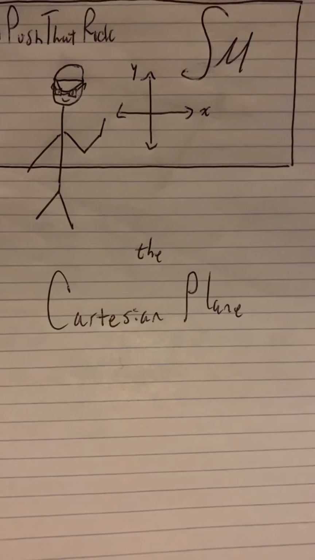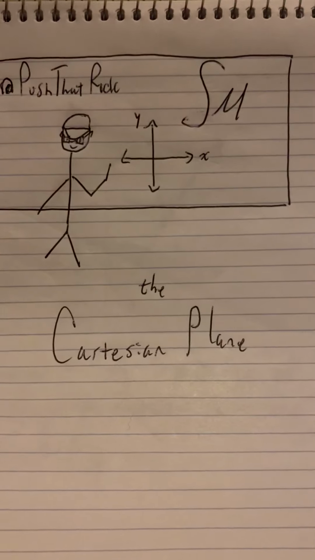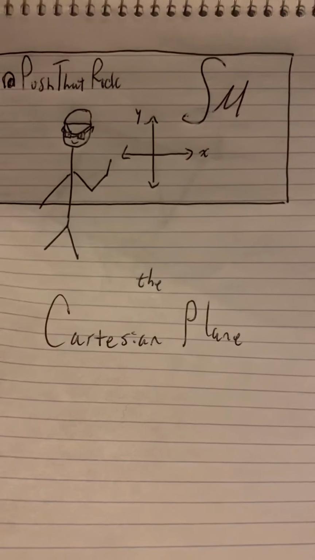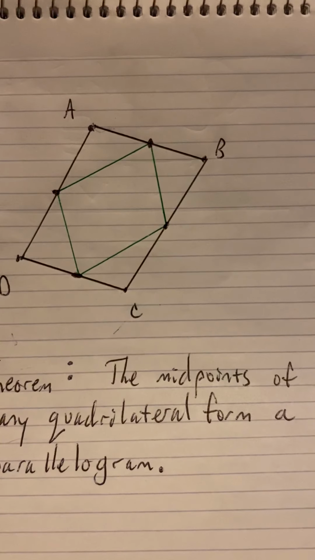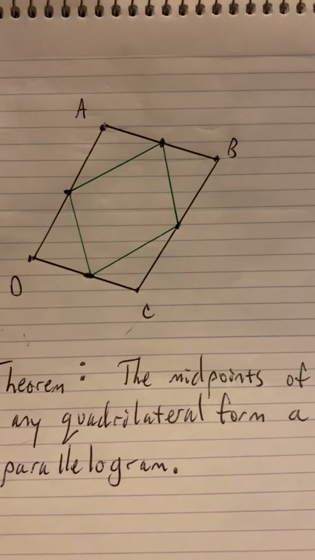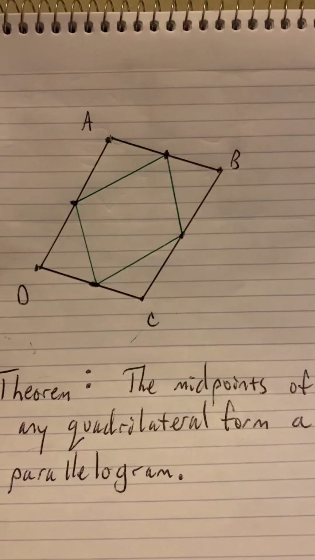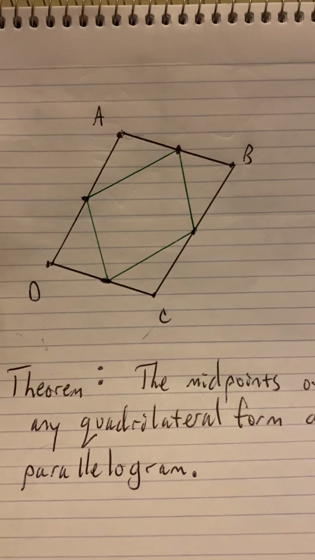Today I want to talk about the power of the Cartesian plane. For well over 2,000 years, mathematicians solved geometric problems using geometric principles. Then, around 1600, mathematicians invented the Cartesian plane, named for René Descartes, and they started approaching geometric problems using algebra.